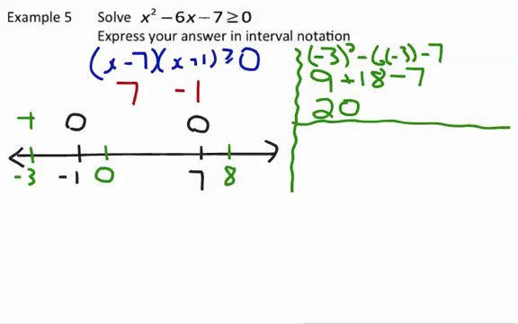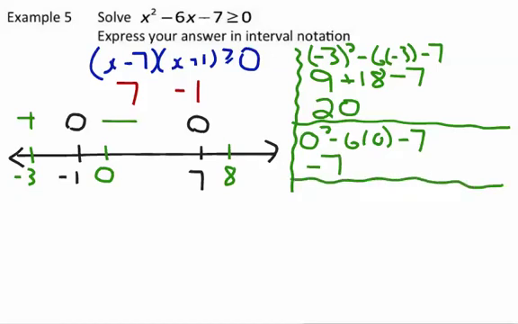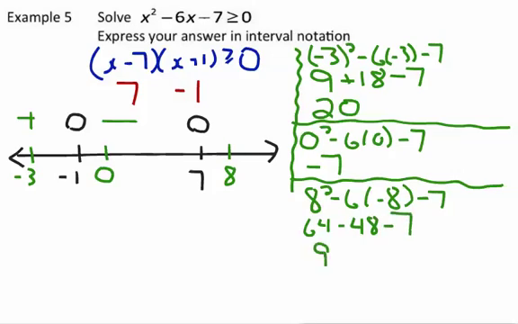I need to repeat this process for both 0 and 8. 0 makes the math a little easier. We get negative 7 out, negative 7 being a negative number. So anywhere between negative 1 and 7, this works out to a negative. And once more with 8. I get a 9 as my answer, 9 being a positive number.